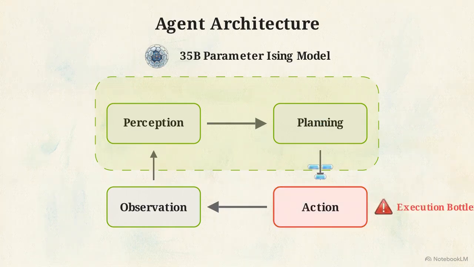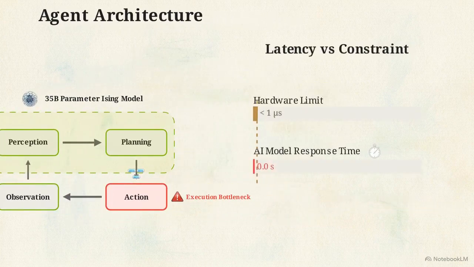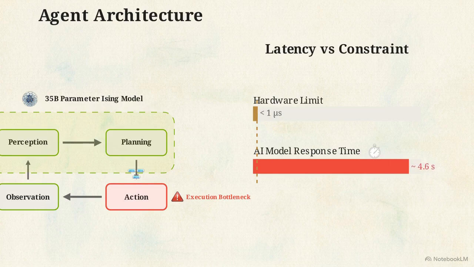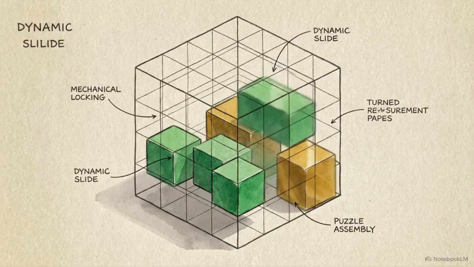When the loop reaches the action phase for active error correction, the architecture bottlenecks. The latency of generating a text-based response is millions of times too slow for the hardware's microsecond constraints. The tactical execution is handed off to a secondary system, NVIDIA Ising Decoding, which relies on highly specialized 3D convolutional neural networks. These networks bypass text generation entirely.